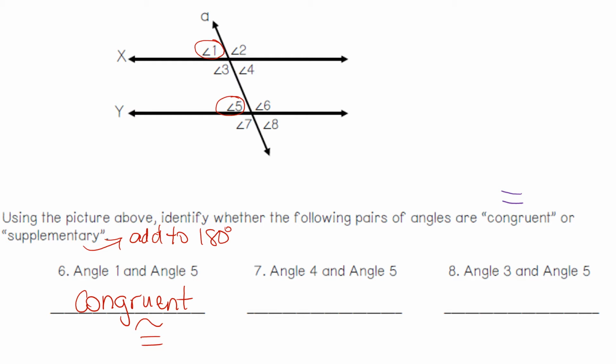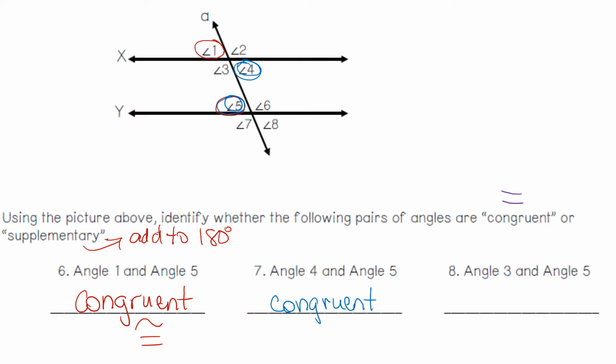Number 7, you are focused on angle 4 and angle 5. They are on opposite sides of the transversal. They're both on the interior or the inside of the parallel lines. Notice they too are both acute angles, so that makes them congruent because they are alternate interior angles.